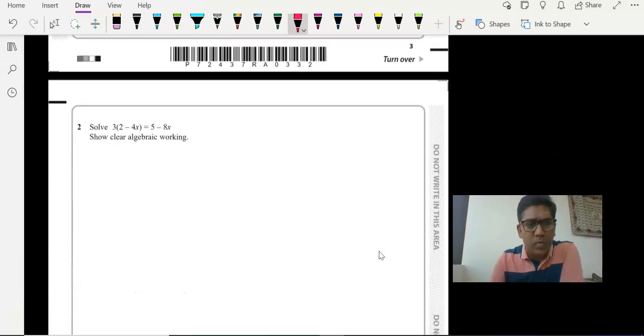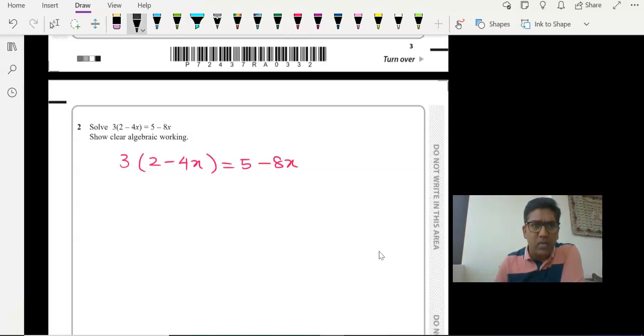The question is solve. So it's a linear equation. 3 bracket 2 minus 4x equals 5 minus 8x. Step number 1 is to expand the bracket. So you multiply 3 to the first term and 3 to the second term. So 3 times 2 is 6 and 3 times 4 is 12x, equals 5 minus 8x.